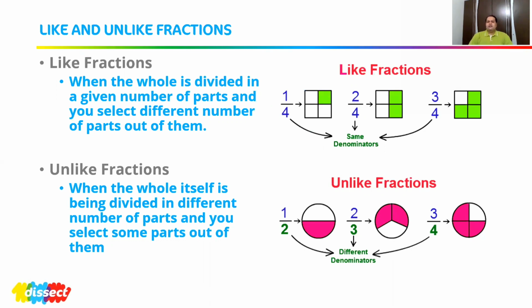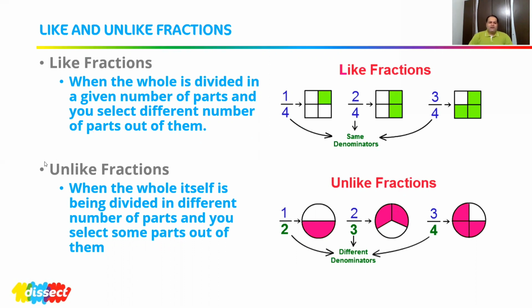Now, if you notice the size of each part, whether it is in the first fraction or second fraction or third fraction, the size of each part is equal, same, identical. That means that all these 3 fractions are like fractions. The size of each part is same. It doesn't matter how many sections we have selected out of those, but each part has the same size. That is what is important when we are talking about like fractions.